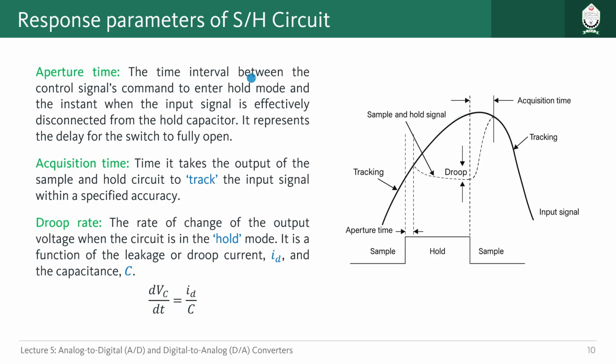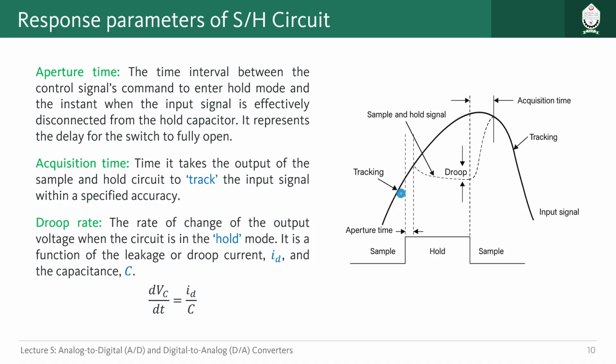Okay, so the time interval between the control signal's command to enter hold mode and the instant when the input signal is effectively disconnected from the hold capacitor, right? So basically the delay for the switch to open. So we have given the signal and the switch has actually responded. This is the gap between them, the time gap. This is called aperture time.